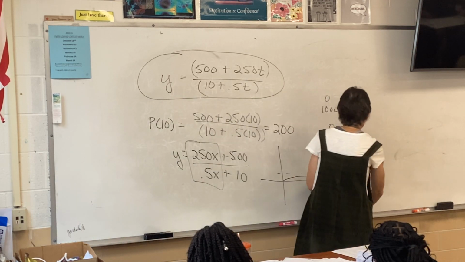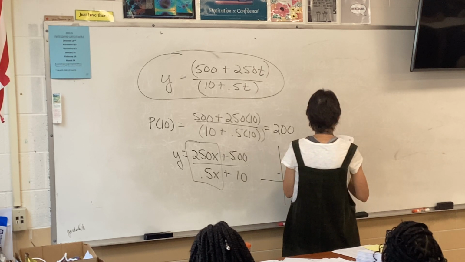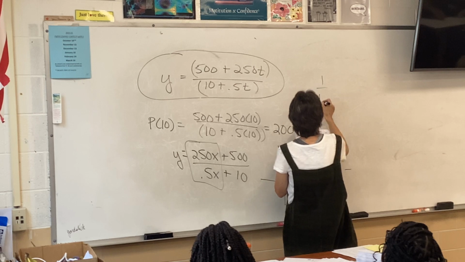The total electrical resistance of 2 resistors connected in parallel is given by this.